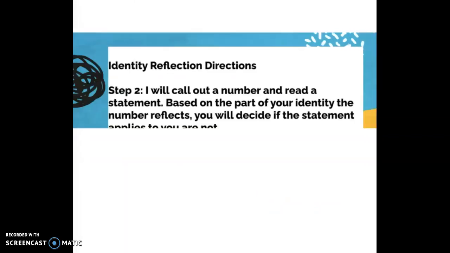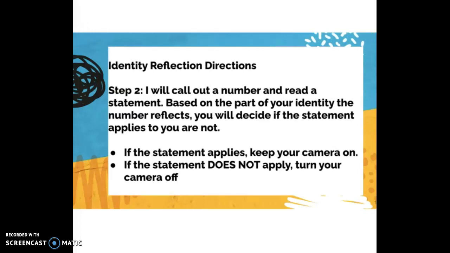Step 2, you explain the directions of the activity. I'm going to call in a number and read a statement based on the part of your identity alone that number reflects. So just that part of your identity, not your whole identity, just whatever that number is. You'll decide if the statement applies to you. If it does apply, keep your camera on. If the statement does not apply, go ahead and turn your camera off.